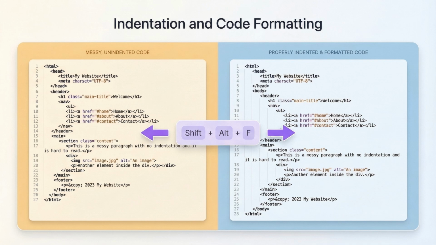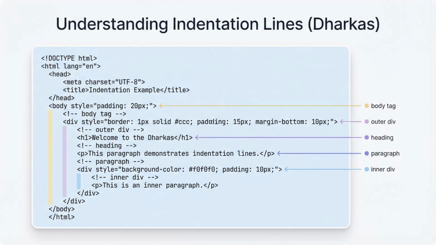The indentation lines, what a student in the class called darkas or vertical lines, visually show you which elements are inside which container. This makes debugging and reading your code much, much easier. A student in the class asked a great question. What do those vertical lines in the code editor mean?